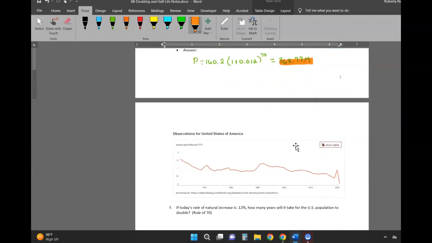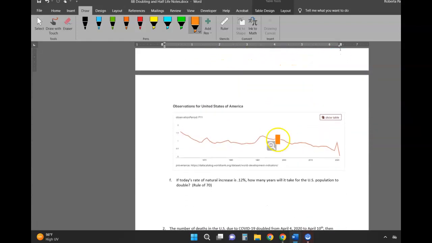Now, one more thing we want to look at is this graph, which is showing the population growth as a percentage. So what's our percent growing from over time? It's pretty held steady around 1% over time, but it's drastically decreased in the last couple of years. So if today's natural increase is 0.12%, we want to find out what that means in terms of the time to double. So the doubling time, again, is using the rule of 70.